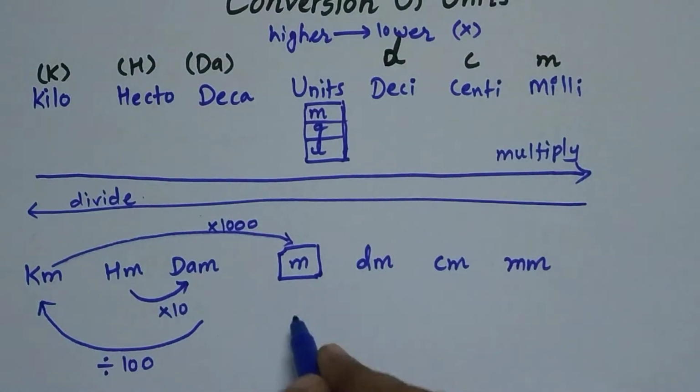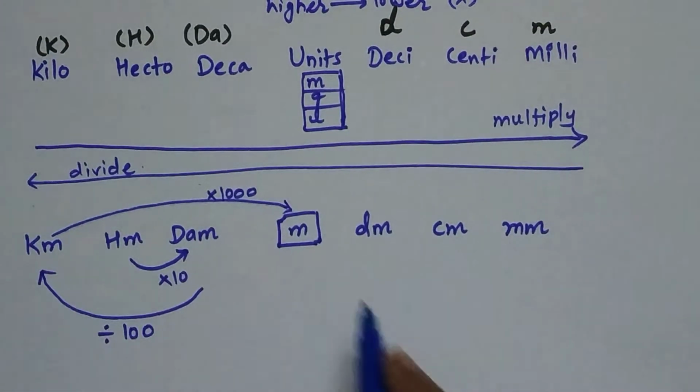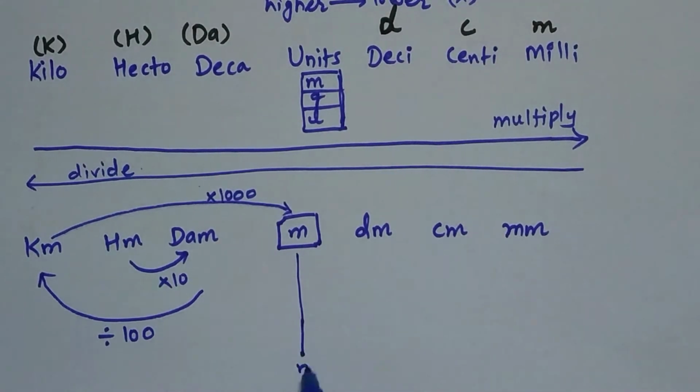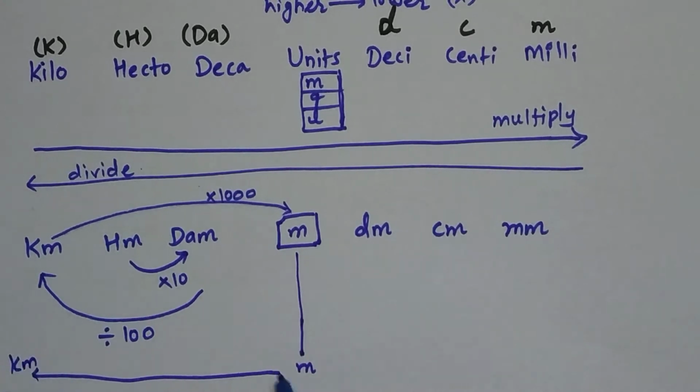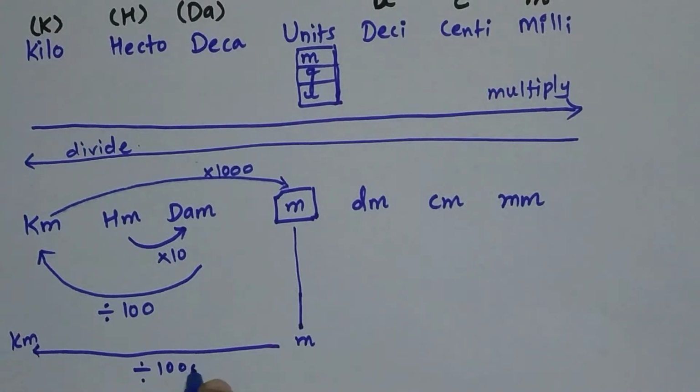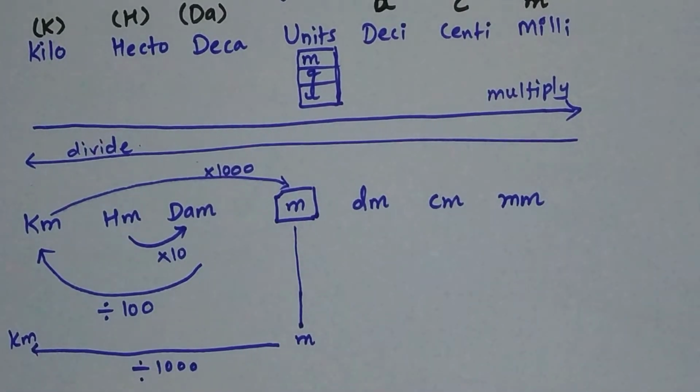And the reverse, suppose I want to go from this meter and I want to go to this kilometer. So 1, 2 and 3 jumps I will take. So I will divide it by 1000. In this way we will go.